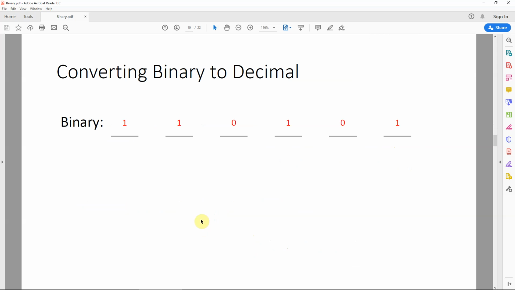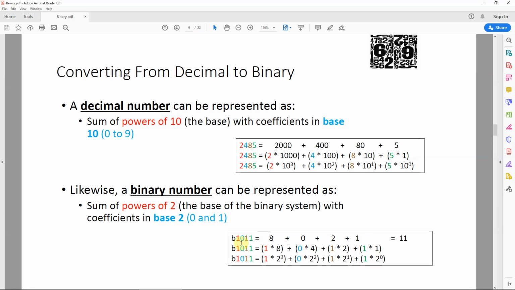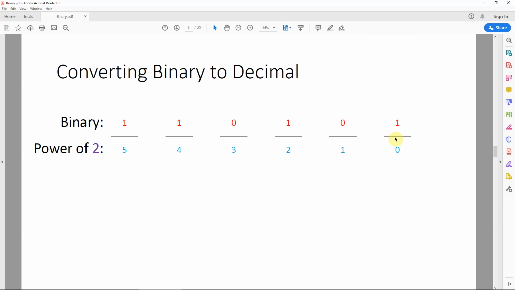Let's give this a little practice. Let's say I have a number like this: 1, 1, 0, 1, 0, 1. You can see I have 1, 2, 3, 4, 5, 6 different binary digits. Each of these digits has a power of 2 associated with it. Just like before, we'll start on the right-hand side: power of 0, power of 1, 2, 3, 4, and 5, however many digits we have. Then I multiply the actual value in the binary number times the power.